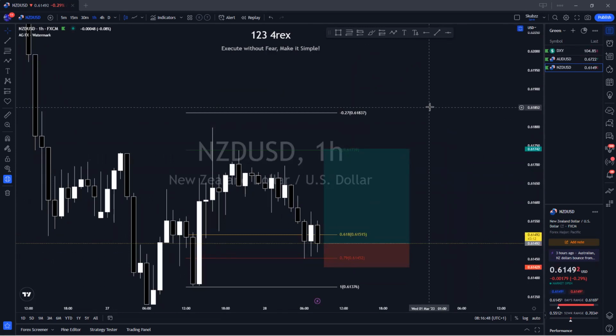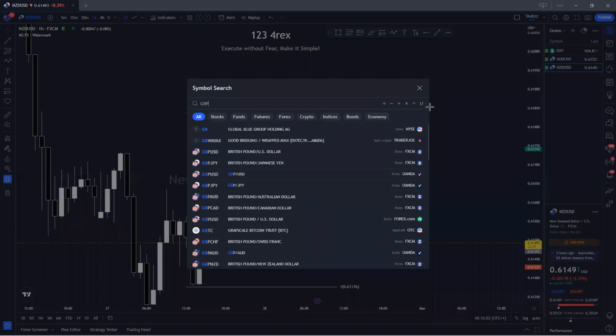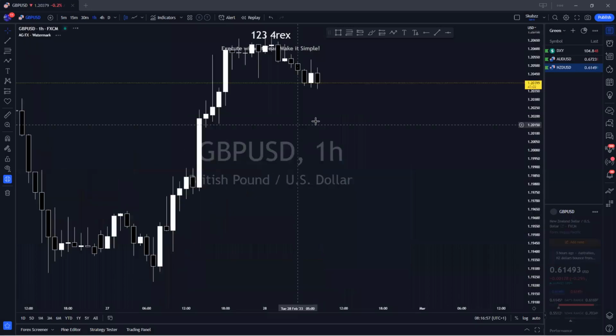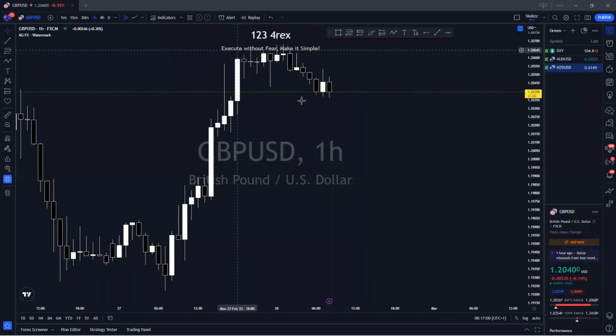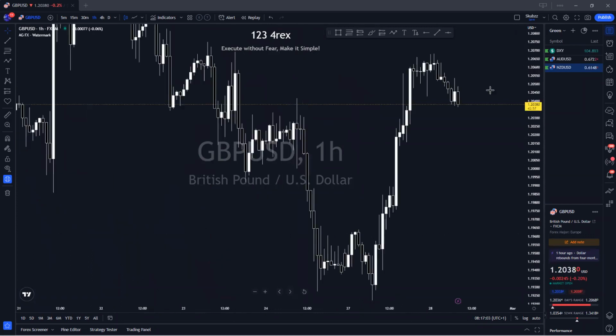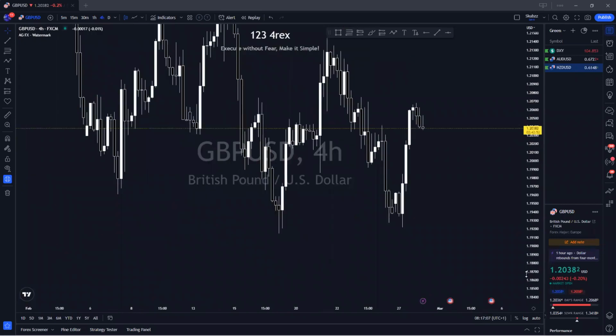Someone said GBP-USD. Yes. Whoa, it has been long since I actually looked at GBP-USD. I don't actually know that the thing is behaving like this. Wow. Where did these buys come out from?